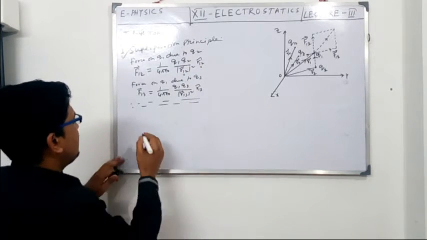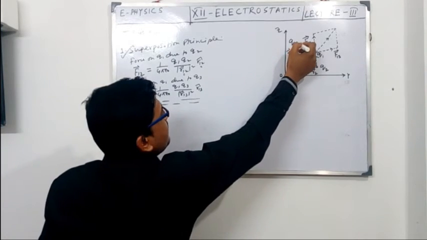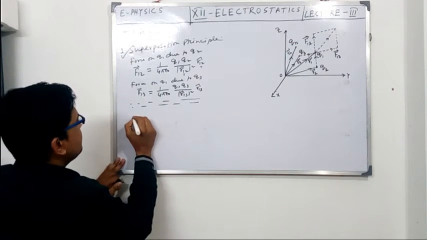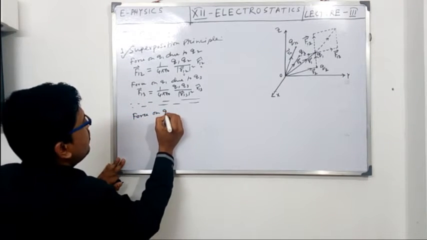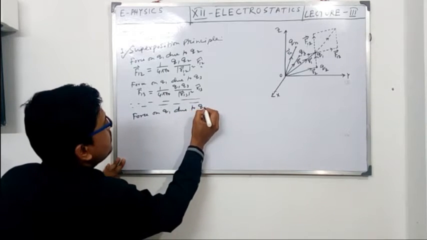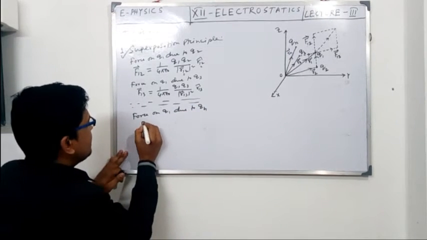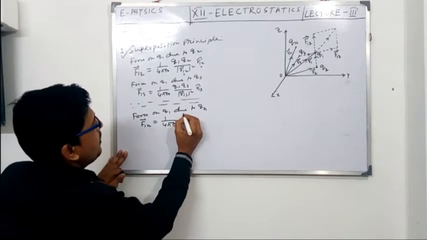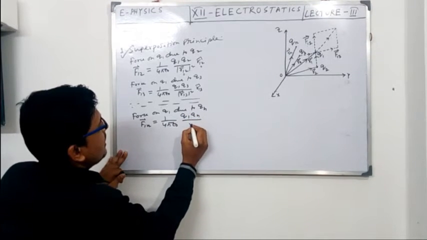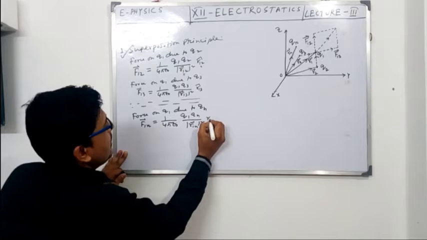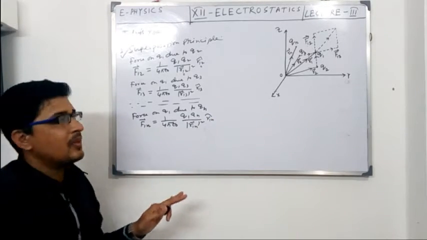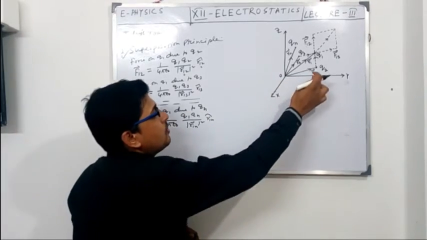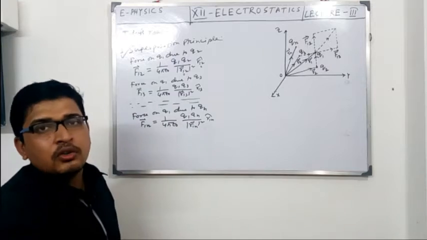It's a very simple concept. Now in general, the charge particle, that means this is the representative of all other charges. That means force on Q1 due to Qn. So this is F1n is equals to 1 by 4 pi epsilon naught Q1 Qn. These are the expressions of individual force due to Q2, Q3, Q4, Q5 and Qn.